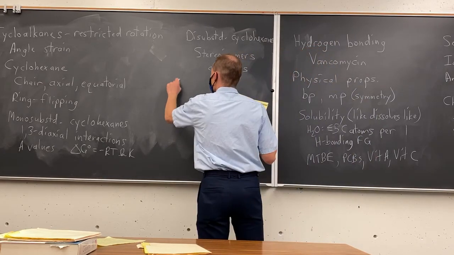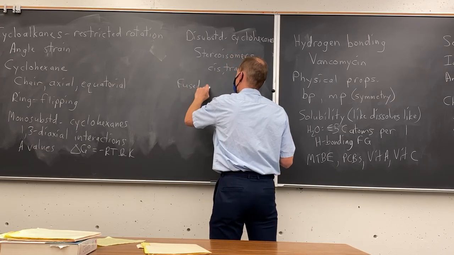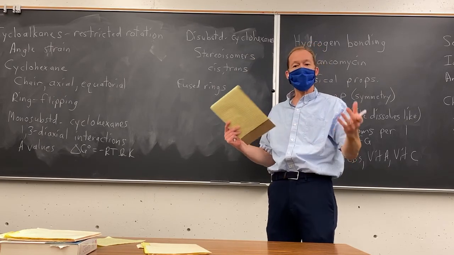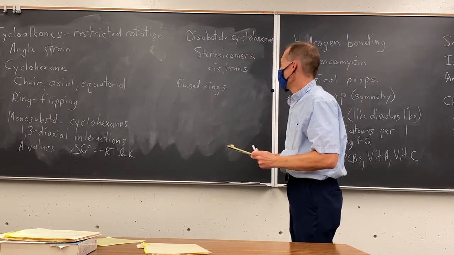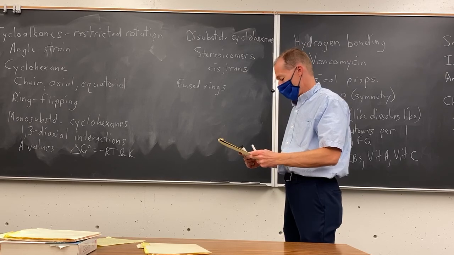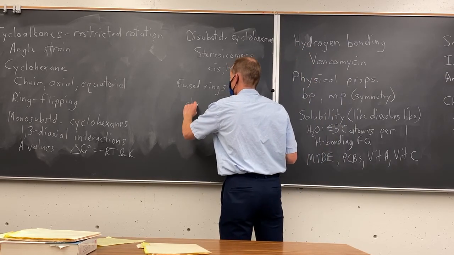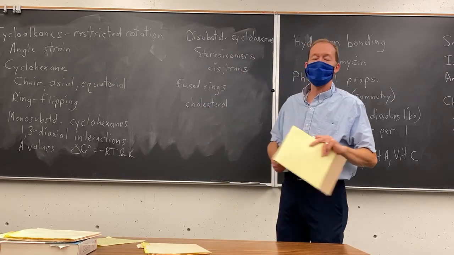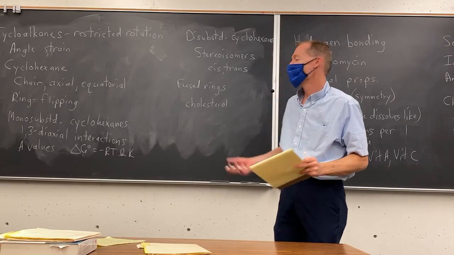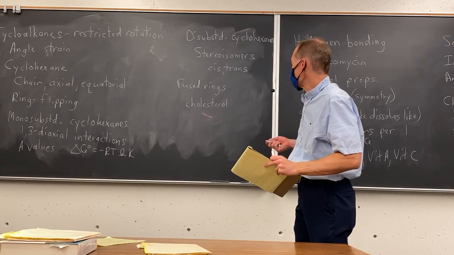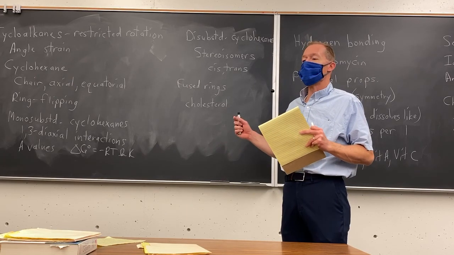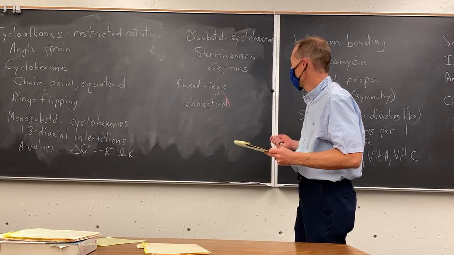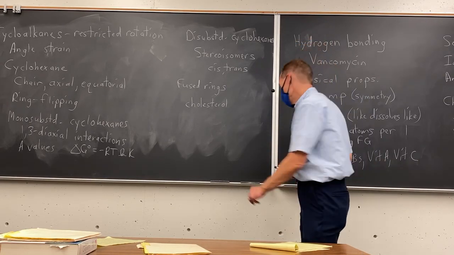And then the last thing we're going to learn is fused rings. This is where we have two or more six-membered rings fused together. Cholesterol is an example of a compound that has fused rings. And much like we did with vancomycin and the asthma drugs and monensin, we're going to discuss how the structure of cholesterol enables its function in the body, which is to provide rigidity to cell membranes. Okay? So you should be able to explain that as well.